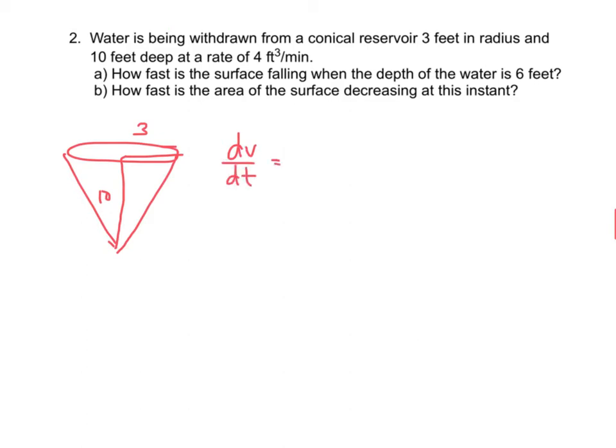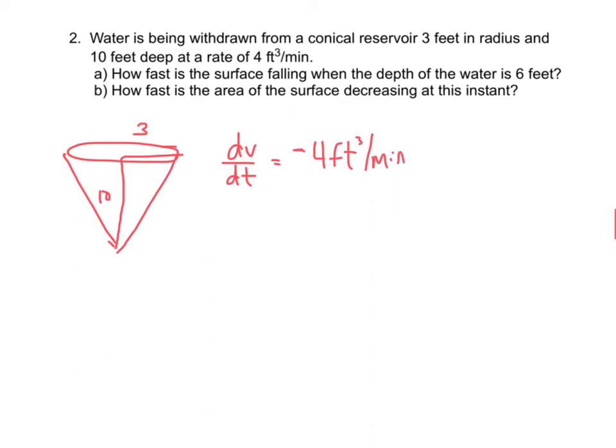Okay, let's take a look at our second question here. Water is being withdrawn from a conical reservoir 3 feet in radius and 10 feet deep. So we have a conical reservoir that's 10 feet deep, and there is a 3-foot radius. And it's being withdrawn at a rate of 4 cubic feet per minute. So again, that's giving us the rate of change of volume, so dV/dt is equal to. And if we notice that we're withdrawing it, that means it is being taken out, which means it's decreasing. So our rate would be negative 4 feet cubed per minute.